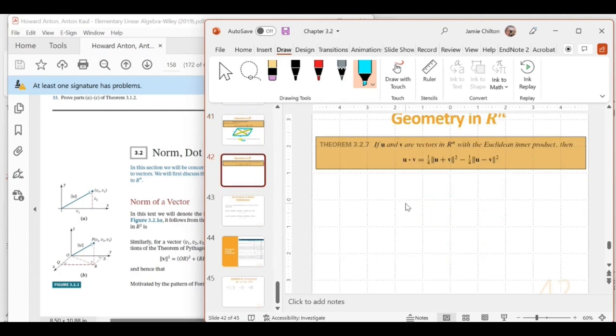And then we have one more. Here we have yet another way of reporting on the dot product. Now, what do you notice is different about this dot product?